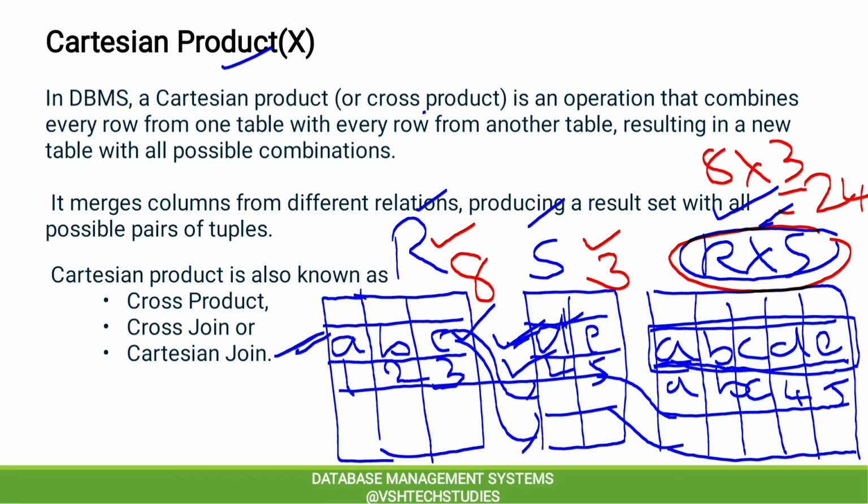So in short, I have dealt with cross product or cross join, which is the name I will use throughout the video session, but that also means Cartesian product. Next we shall see an example in detail about the Cartesian product, cross join, or cross product.